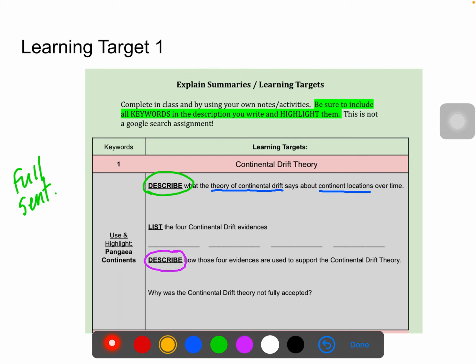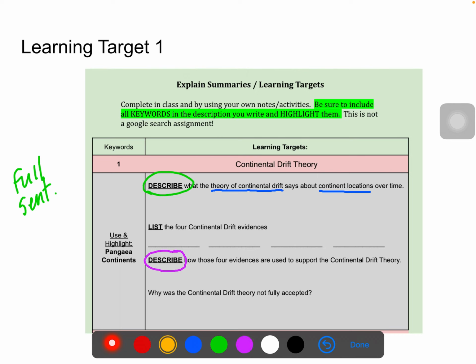Okay, and as always, you've got 2 keywords from me to make sure that get into part of your descriptions here. So you are using them and then highlighting them in your writing, right? So I'm looking for those highlights in your writing. You don't have to highlight these. I know you need to use them. I'm looking for them somewhere in your writing, okay?